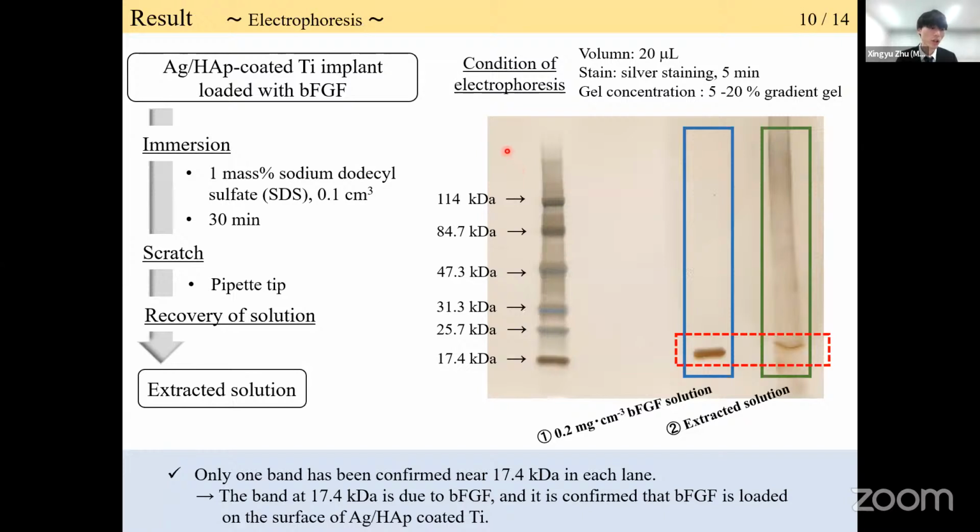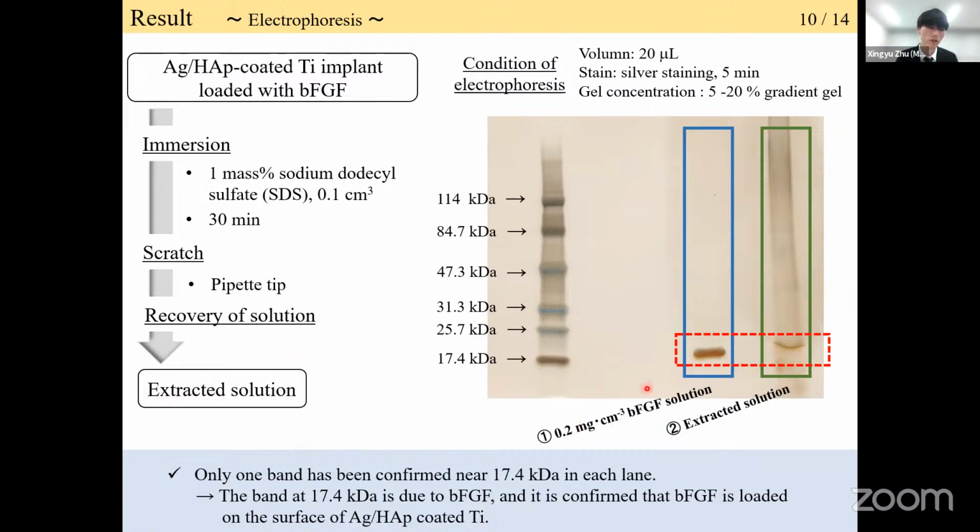And electrophoresis was performed to confirm the loading of bFGF. The sample was immersed in 100 microliters of 1 mass% SDS for 30 minutes, and the bFGF was removed by scratching with a pipette tip to collect the extract. And electrophoresis was performed with this extracted solution and the prepared 200 ppm bFGF solution.